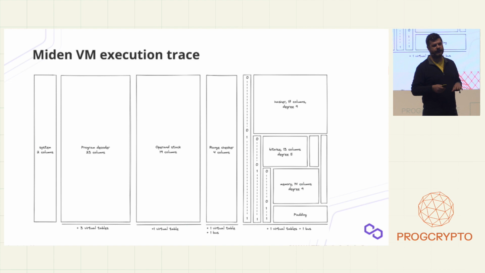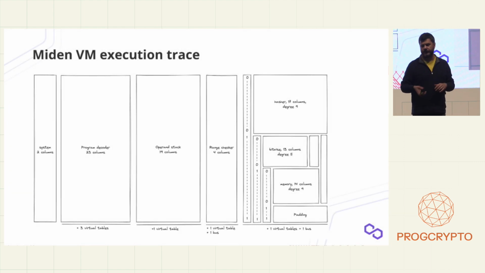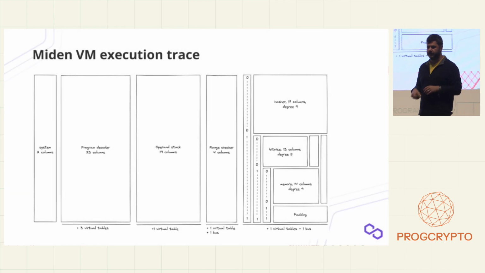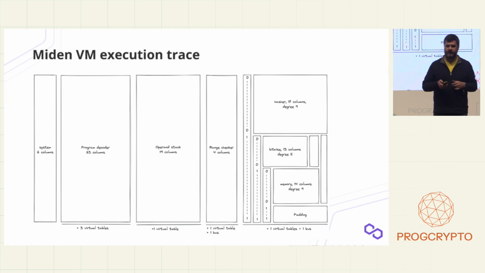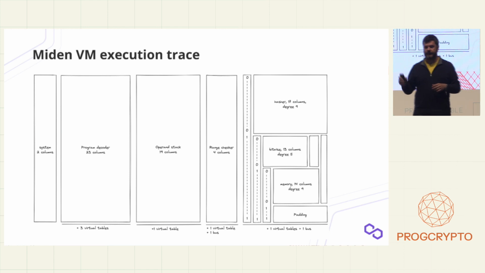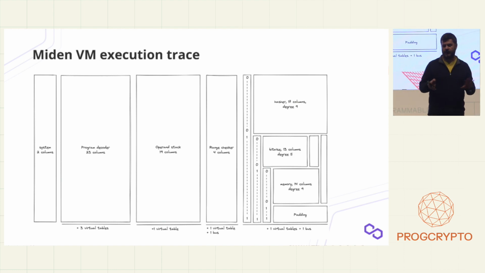There are different parts of the trace. All of these parts are linked together with constraints. I'm not going to go into the different parts, but on the right-hand side, these are the chiplets, which contain the hasher and bitwise operations. You have a stack in the middle, and you have a program decoder on the left-hand side.